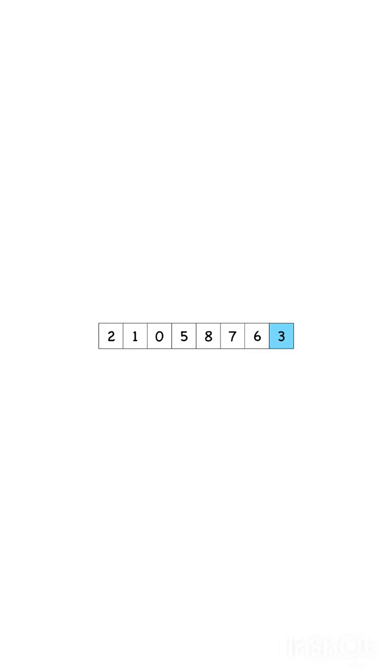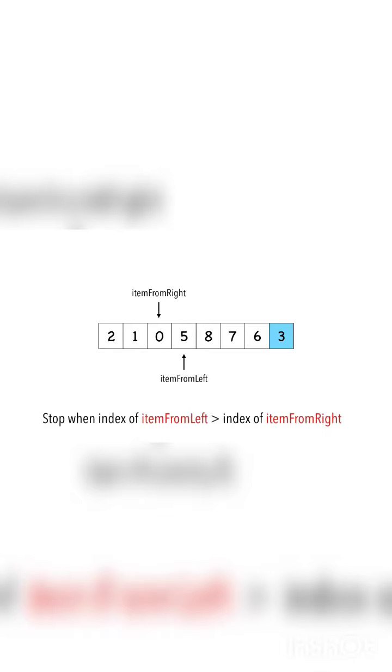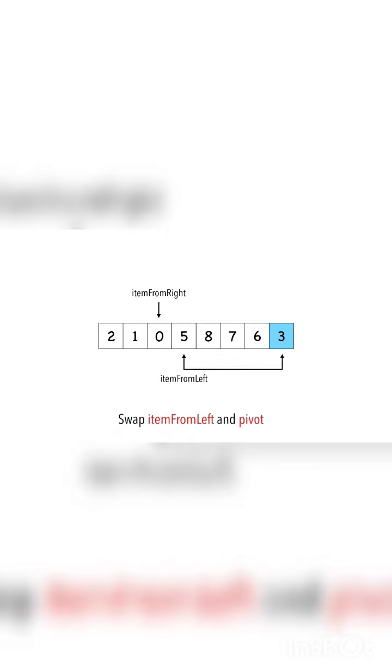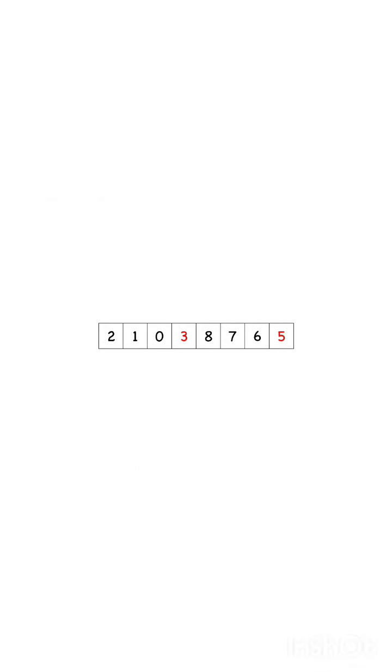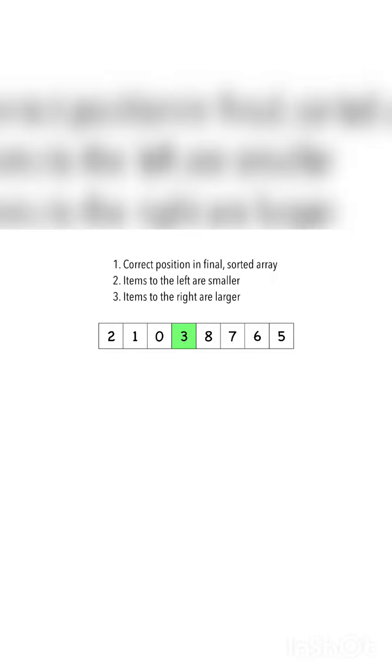One more time. This time we see that item from left has a greater index than item from right, so we know we're done. We swap item from left with our pivot. Our pivot is now in its correct spot. To prove it, let's review our 3 conditions. As you can see, all items to the left are smaller, and all items to the right are larger.